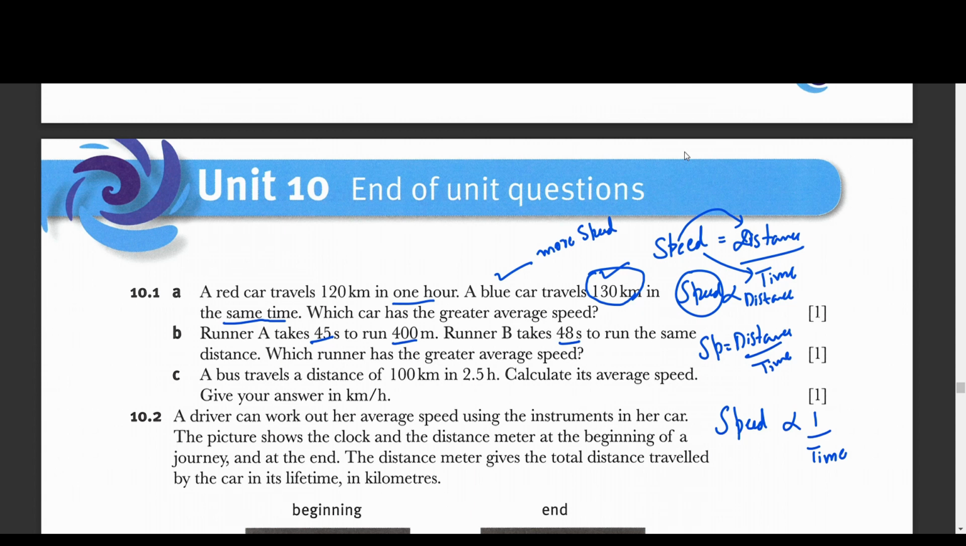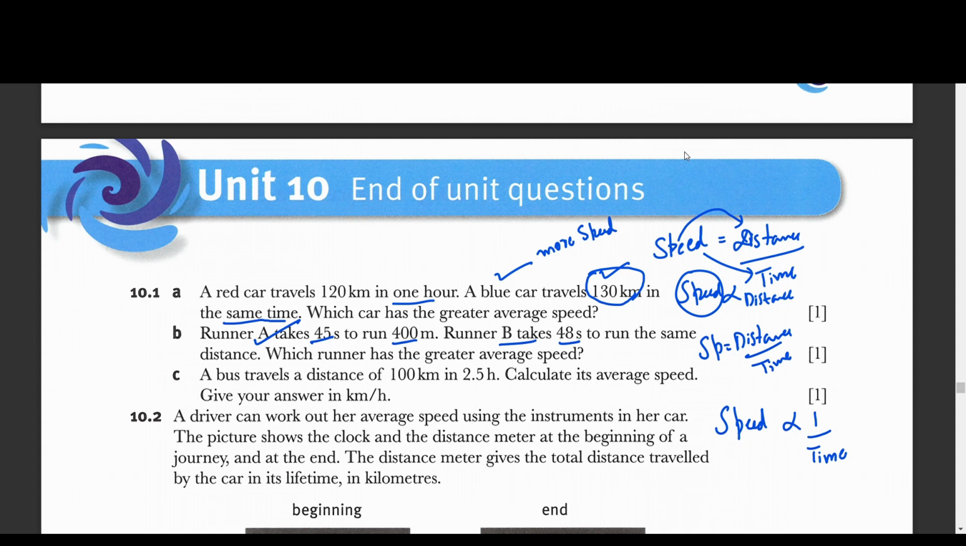Okay, so clearly runner B takes more time. He takes 48 seconds to run the same distance. So definitely runner A has more speed. It has a greater average speed.